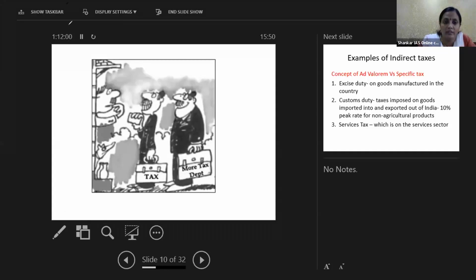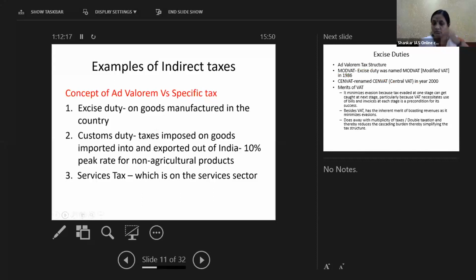So those are the types of direct taxes what we have seen so far. Now we will see the types of indirect taxes. Right. So when we are talking about indirect taxes, we've already said shifting the burden of taxation on somebody else, and we are having three major types of indirect taxes: excise duty, customs duty, and service tax. Right.